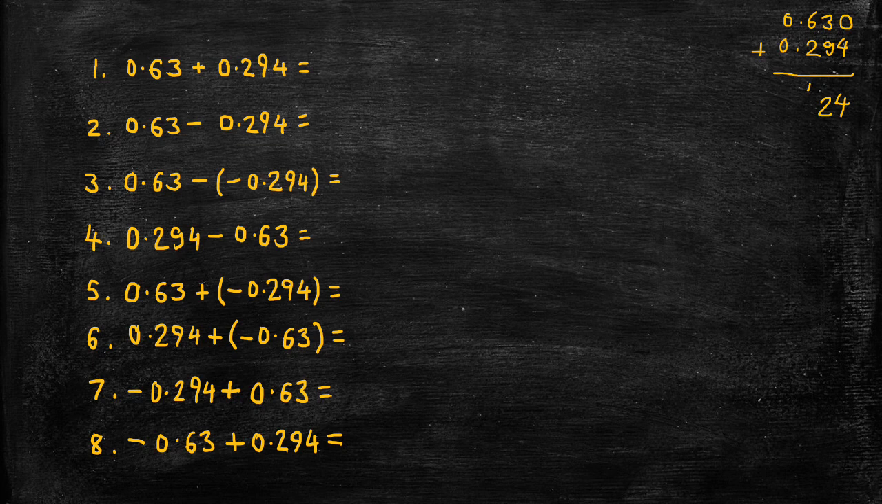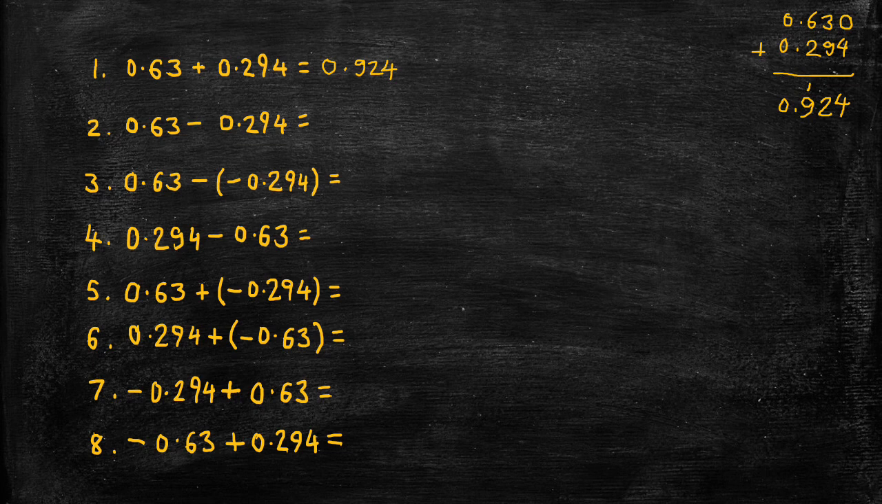Next, I'll add the tenths, so I've got 6 and 2 plus the 1 that I just carried, so that comes to 9/10. And that's it, that's my answer. So that's the standard addition algorithm.